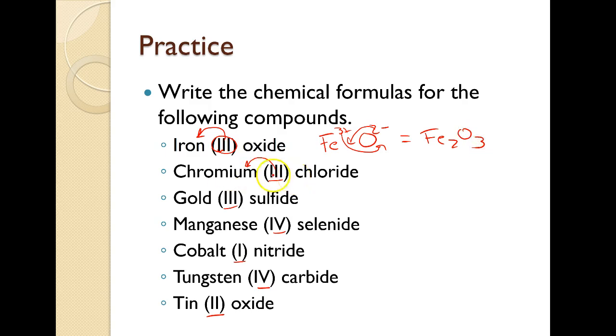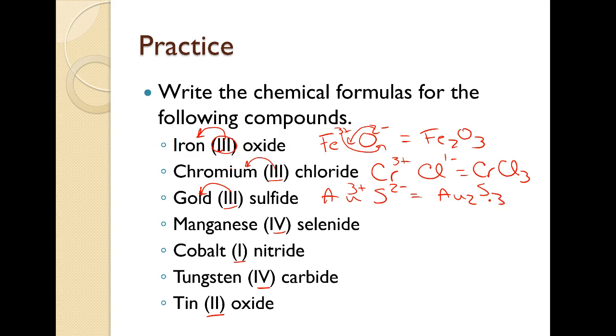Chromium 3 chloride. Again, that 3 refers to chromium, which is Cr. Chloride is -1. Drop and swap. CrCl3. Gold 3 sulfide. Gold is Au. Be careful to distinguish that from silver, which is Ag. Positive 3 charge. Sulfur has a common charge of -2. Drop and swap. Au2S3.